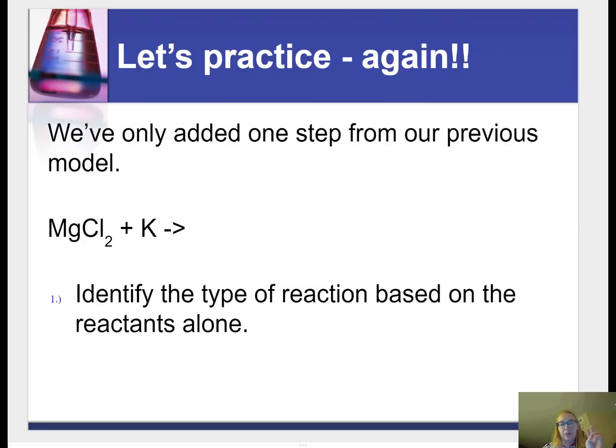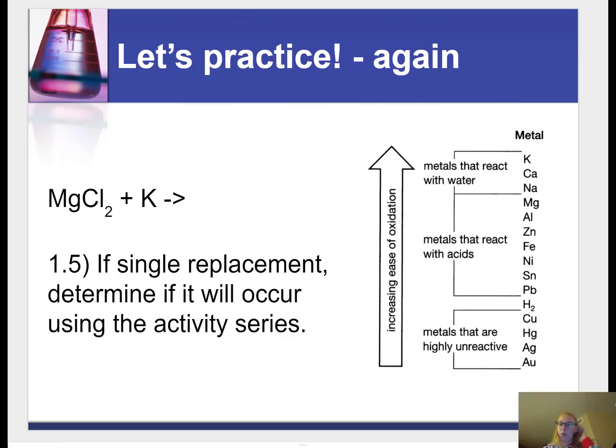Second practice problem. Hopefully at this point you can guess how this one's going to go. So we're practicing again. I have magnesium chloride plus potassium, right? I've already identified that it's a single replacement reaction. Now I'm testing to see if it's actually going to occur. Here we have potassium at the very top of the activity series. It's going to replace anything if given the opportunity. So this will occur, so I have to move forward and actually write my products.